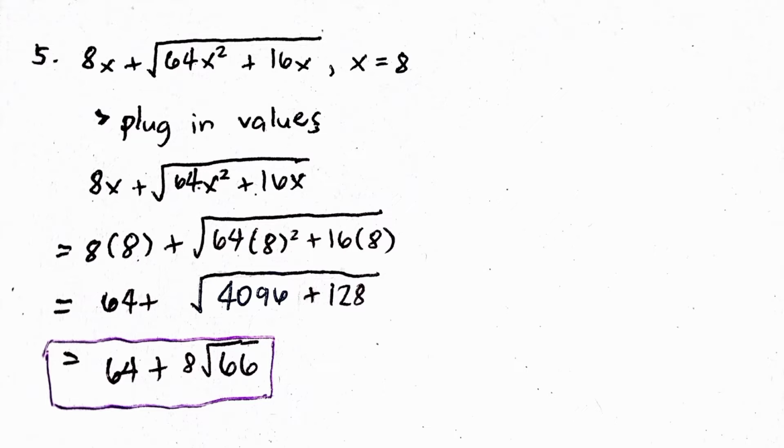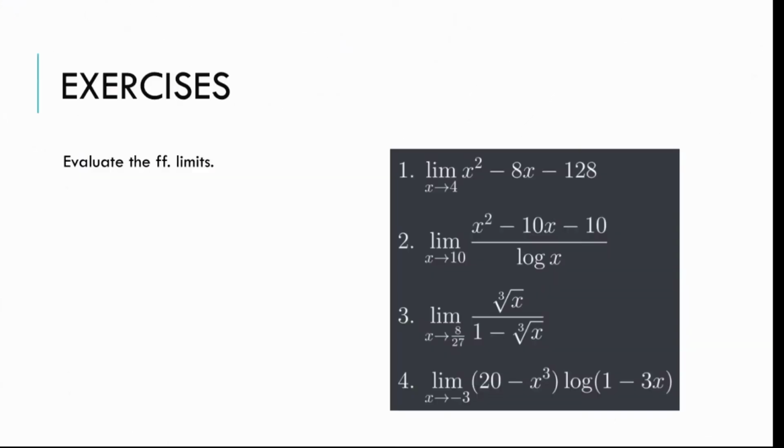And number 5, 8x plus the square root of 64x squared plus 16x. Just plug in the value of 8 to the x values. So we have 8 multiplied by 8 plus the square root of 64 multiplied by 8 squared plus 16 multiplied by 8. So we have 64 plus 8 squared, 66. Now let's move on to the next exercises.